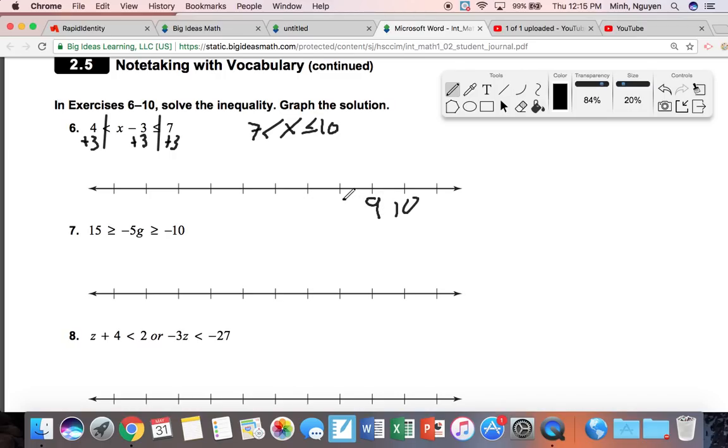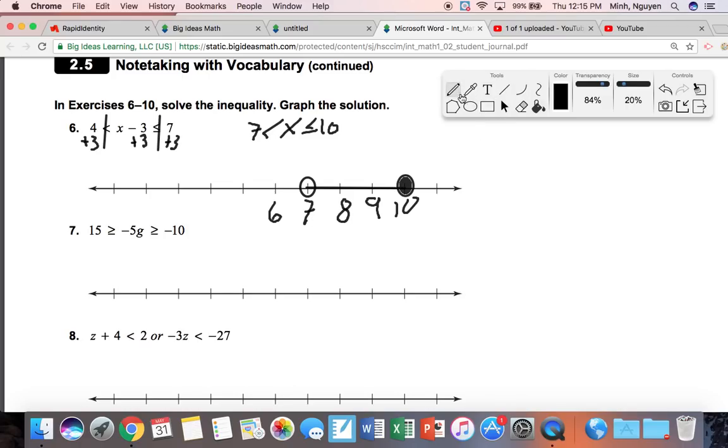which means that 10, 9, 8, 7, 6. The 7 has no equal sign, so we can leave it empty. The 10 does have an equal sign, so we will fill it, and then they will just go in between like that. It's an "and", so yeah.